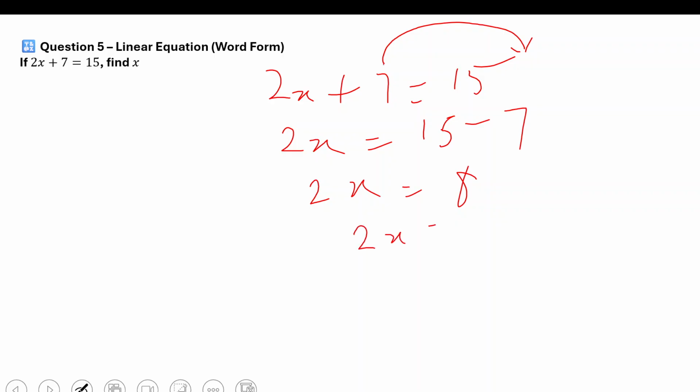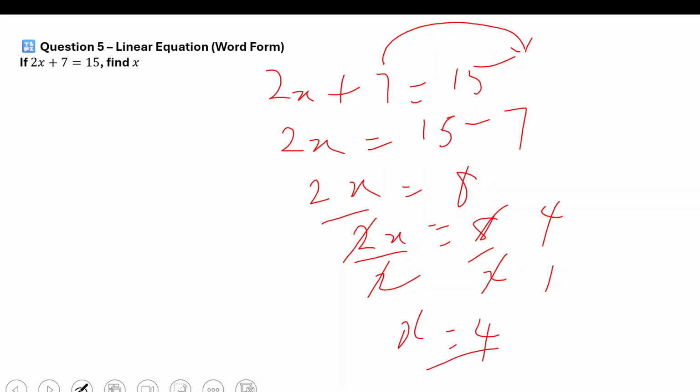2x divided by 2 is equal to 8 divided by 2. What are we doing? We're dividing both sides by 2 so that we can isolate x on this side. All right, so 2 cancels 2, x remains alone. 2 here 1, 2 into 8 is 4. So x is equal to 4, which is the value of the variable that will make this equation true.